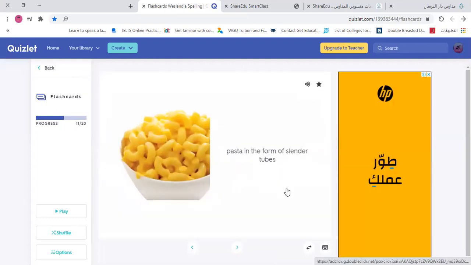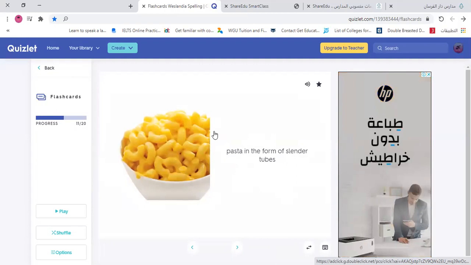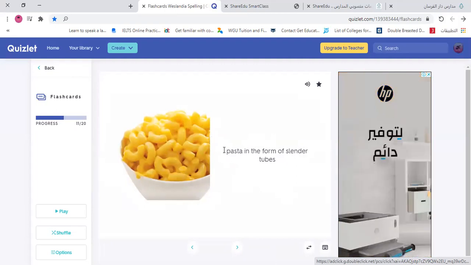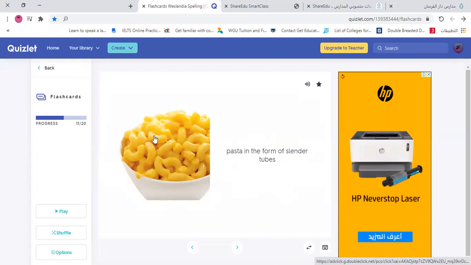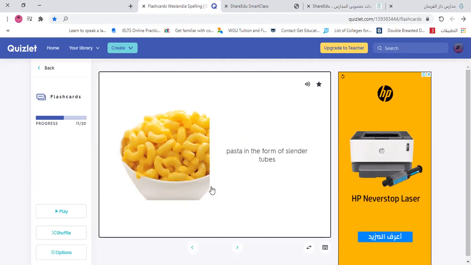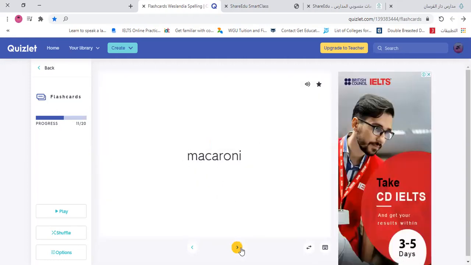Macaroni comes from which language? Spanish language. Sorry, not Spanish, it's from the Italian language. It is pasta in the form of slender tubes. This is the only type of spaghetti that we call macaroni, the one that's similar to tubes. The other one, the long one, we call spaghetti. We will not say macaroni. The reason is that the first people who invented this type of macaroni were Italian people, and they had this name for it. So it spread to the English language under the same name, macaroni.